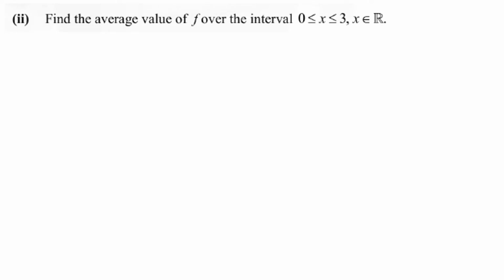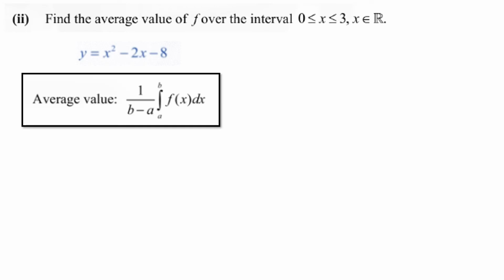Part 2. Find the average value of f over the interval 0 is less than or equal to x is less than or equal to 3, where x is an element of the real numbers. So we have a formula for that, and the formula is here. Now this formula is not in the log tables. You need to know it off by heart. I would suggest that you do a little bit of work on where it comes from to really truly understand this. The more you understand it, the easier it'll be to remember.